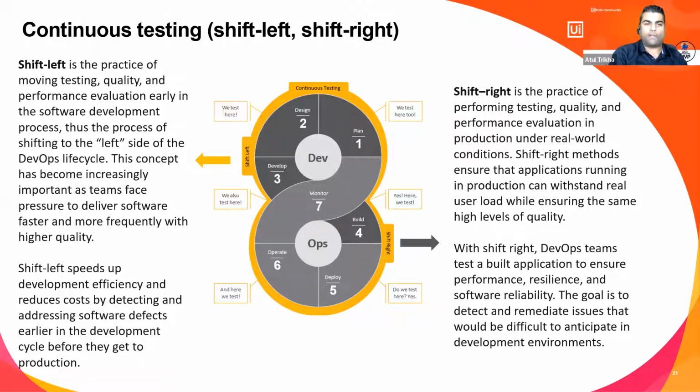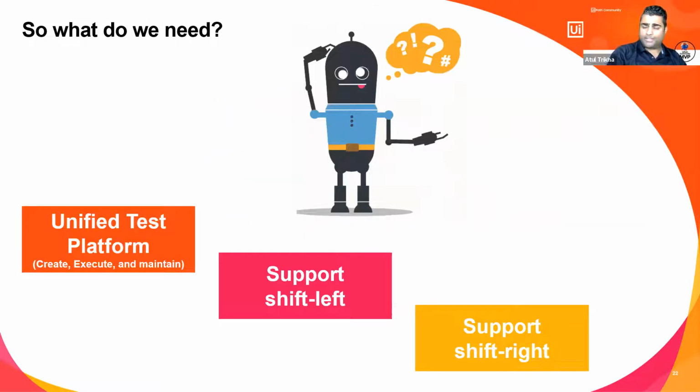And then what is shift right? Shift right is the practice of performing testing, quality, and performance evaluation in production under real world conditions. That is basically what the shift right approach is. So we talked about shift left, we talked about the shift right approach. Okay, we have covered so many things.